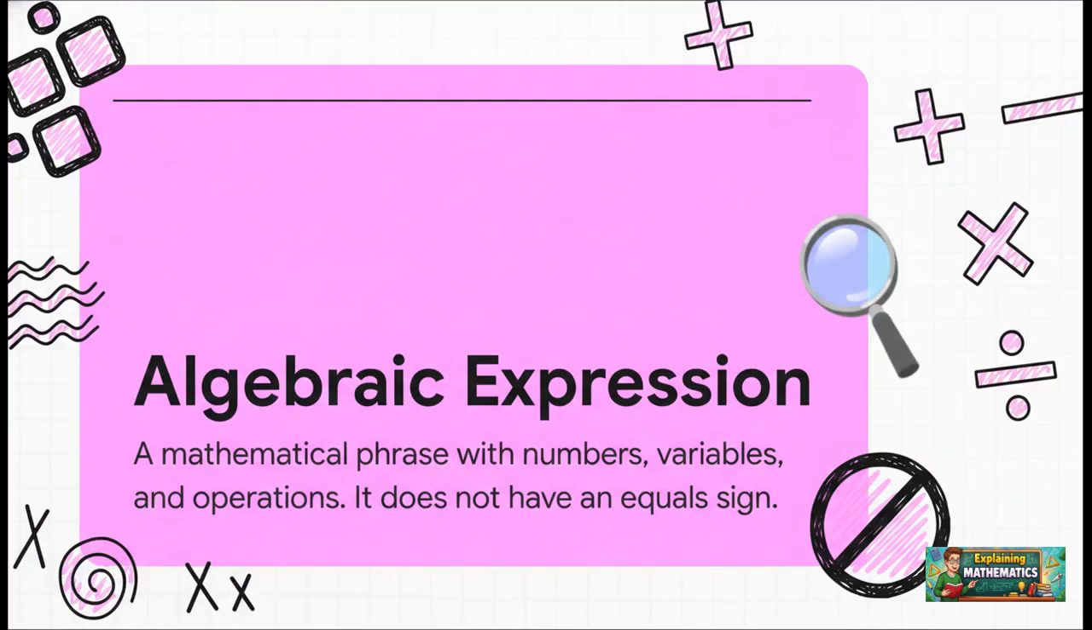So what exactly is an algebraic expression? Well, think of it as just a mathematical phrase. It's a mix of numbers, variables, the letters like x and y, and operations like plus and minus. Now, here's the most important part. There's no equal sign. It's not a complete sentence making a statement. It's more like a fragment that just describes one value.